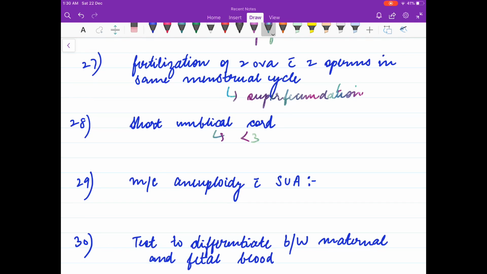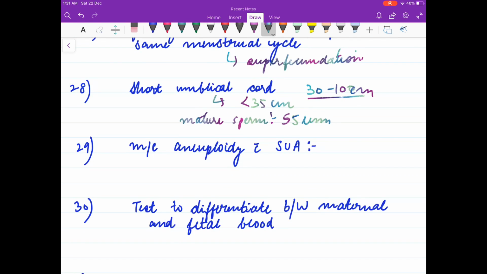Short umbilical cord is cord length less than 35 centimeter. Normal umbilical cord length is 30 to 100 centimeter. Length of mature sperm is 55 micrometer. What is the fertilizable lifespan of sperm? It is 72 hours.